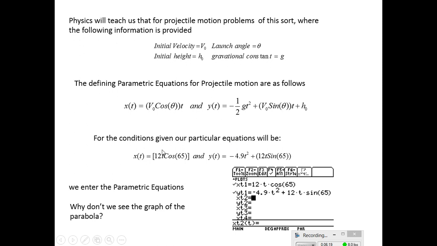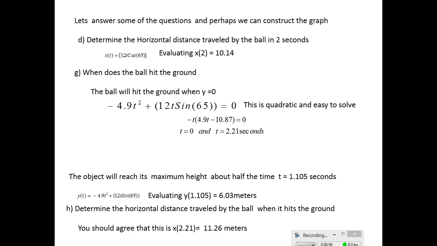What we were given was that this was launched at 65 degrees with an initial velocity of 12 meters per second. So we just plugged everything in right here. And right here, of course, is our gravitational constant cut in half, negative 4.9. We keyed those in for our x of t and y of t, and we're going to take a look at the graph. So let's move from there.